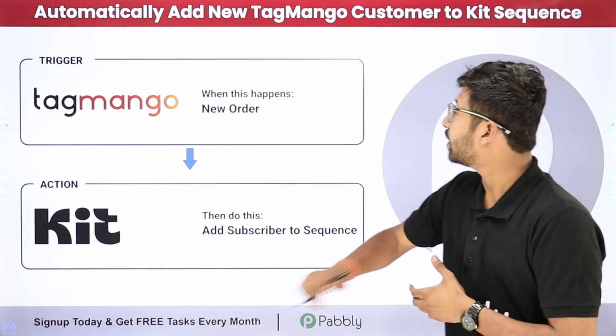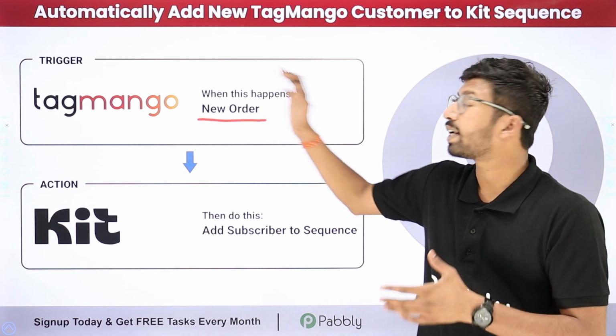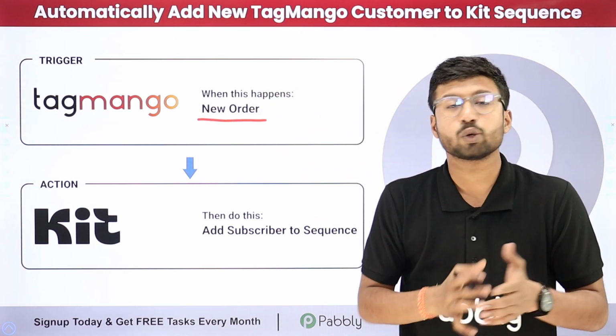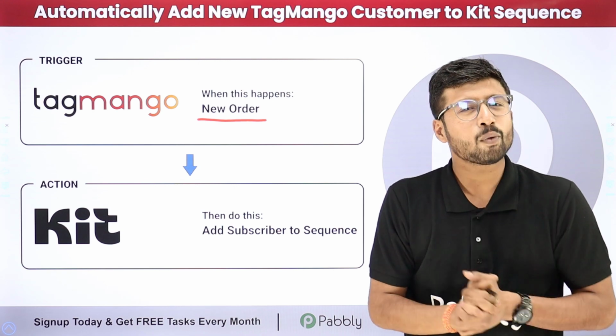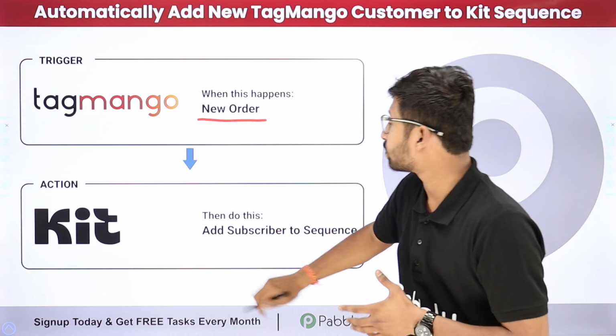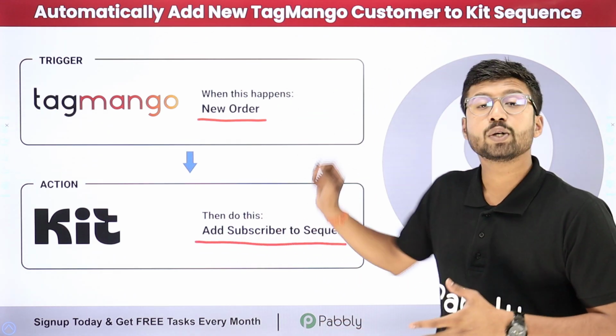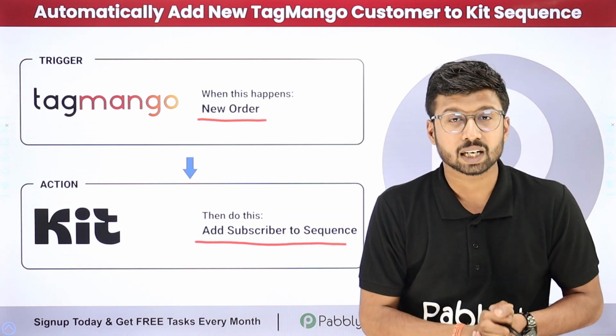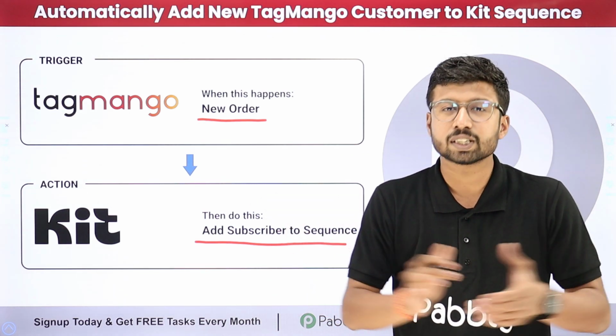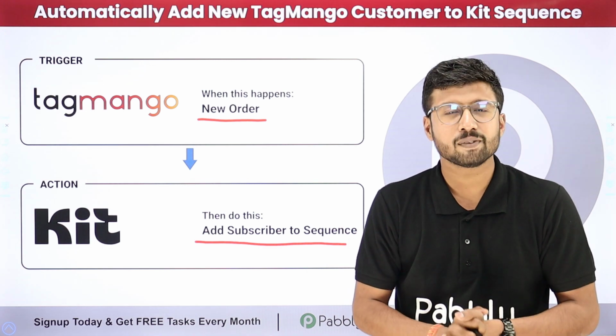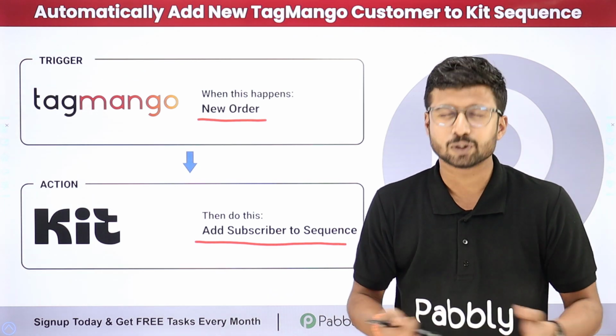In this automation, whenever we receive a new order in TagMango, whenever a new sale happens in TagMango, we are going to add the same customer as a subscriber in Kit, and that too into a specific sequence in our Kit account. Now, if you want to learn how you can set up this whole automation all by yourself, for that, you just have to come with me to my screen.